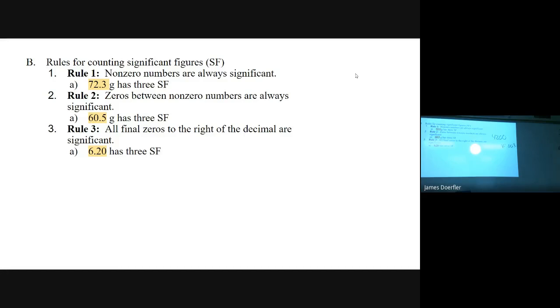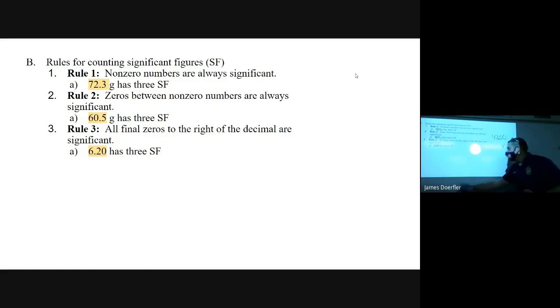Very good. Here's why. This number actually refers back to rule number 2. Zeros sandwiched in between non-zeros. So we have 2 zeros, but they're sandwiched in between non-zero, non-zero. So we have a total of 5. Now, what if I did this, Hayden? 42.00. 4. Very good.